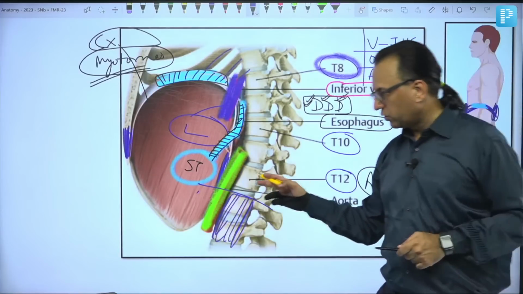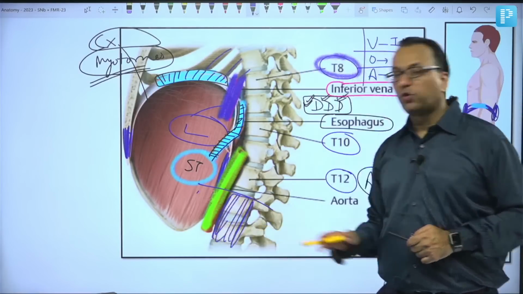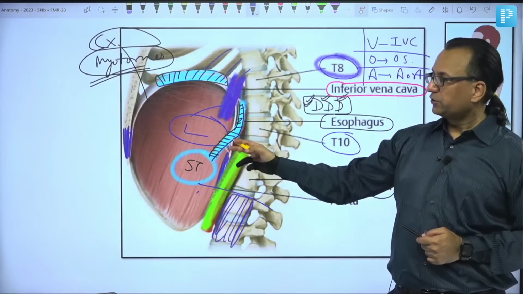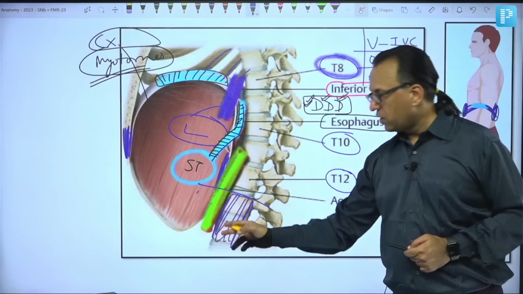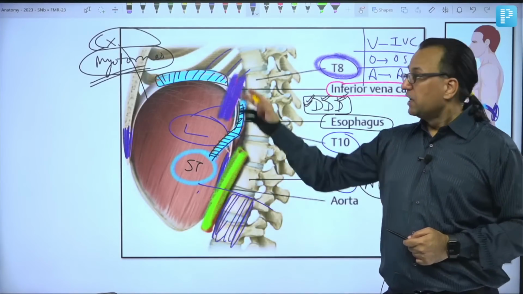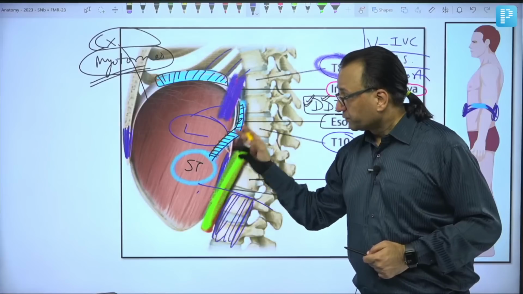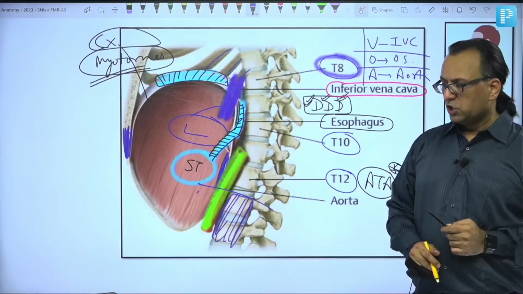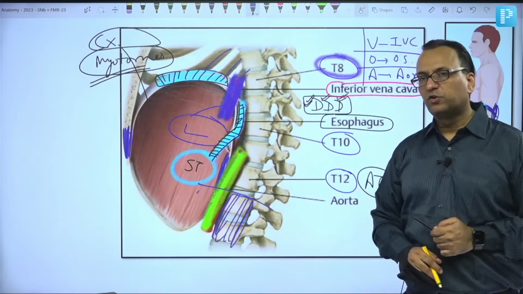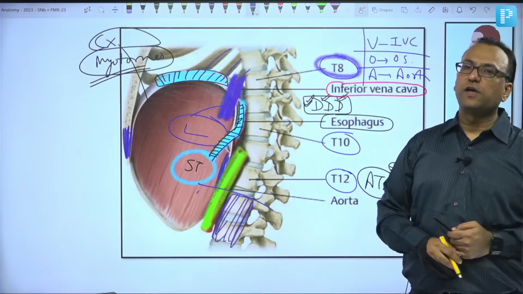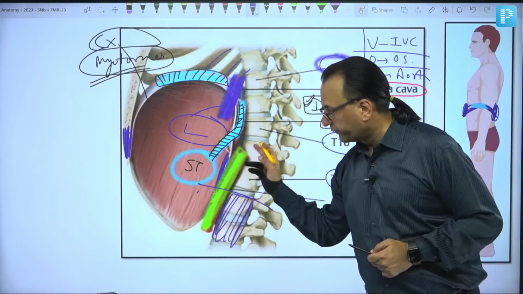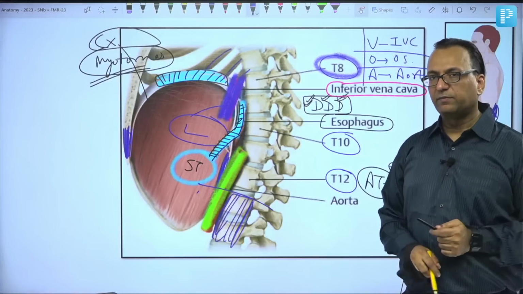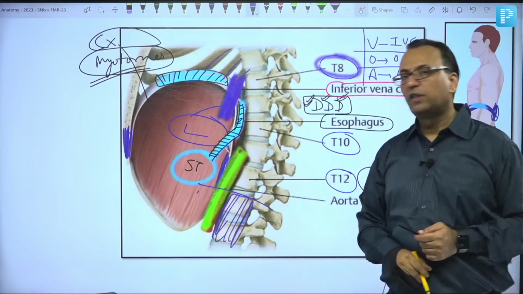But one thing you should know is that the aorta does not pass through the diaphragm; it passes behind the diaphragm. The inferior vena cava and esophagus puncture the diaphragm, but the aorta does not. Or simply, if a question asks which structure passes posterior to the diaphragm, your answer is the aorta. It does not pass through the diaphragm. Then which structures pass through the diaphragm? They are the inferior vena cava and esophagus, not the aorta.